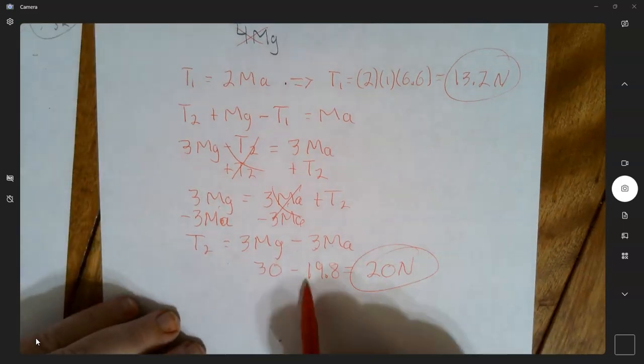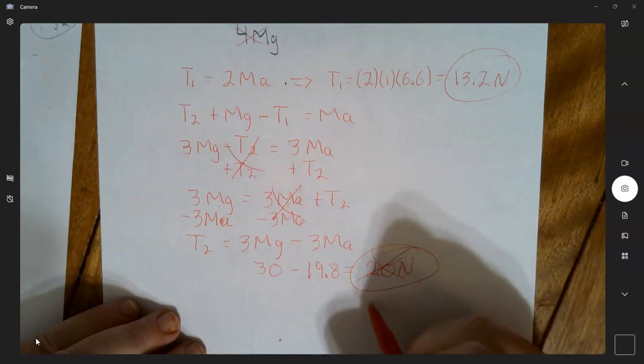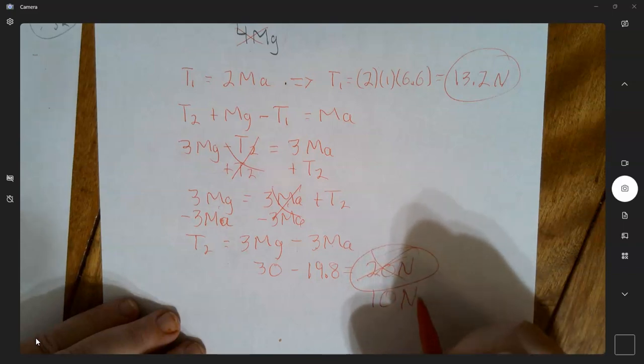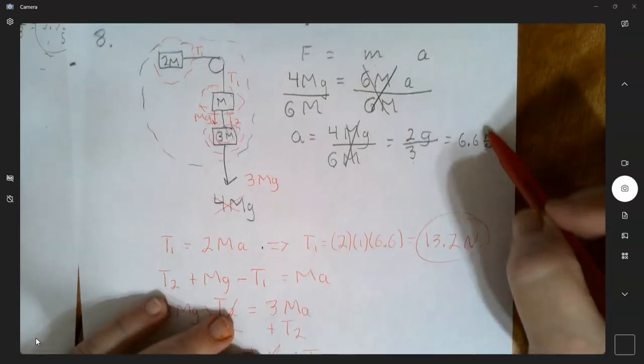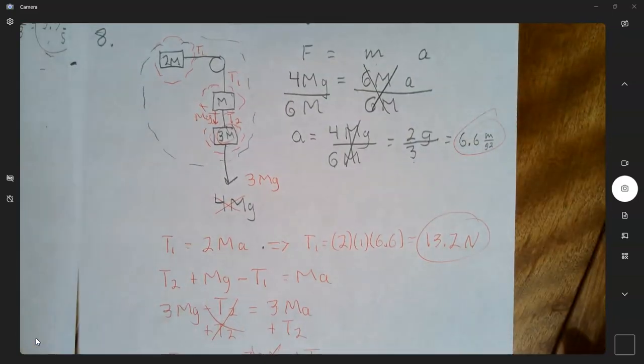Okay, I made a little math mistake here. 30 minus about 20 is going to be 10 newtons. So let me correct that. So 10 newtons, 13.2, and then the acceleration again was 6.6.